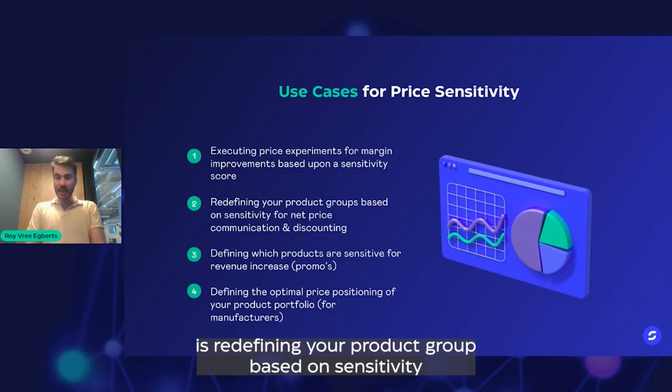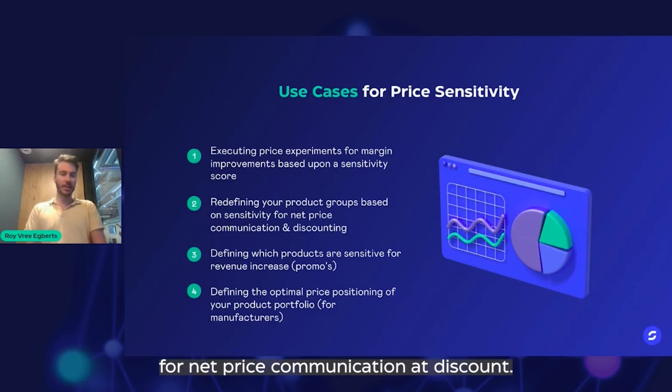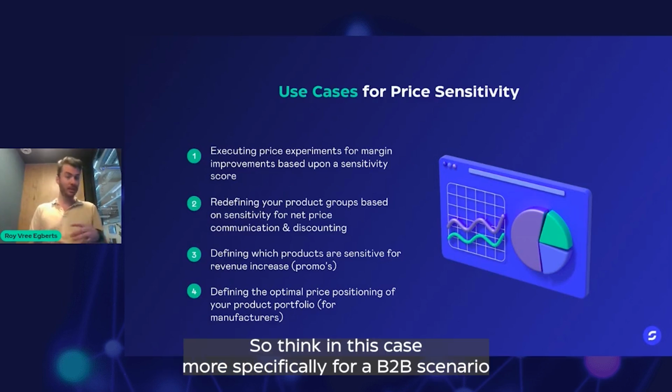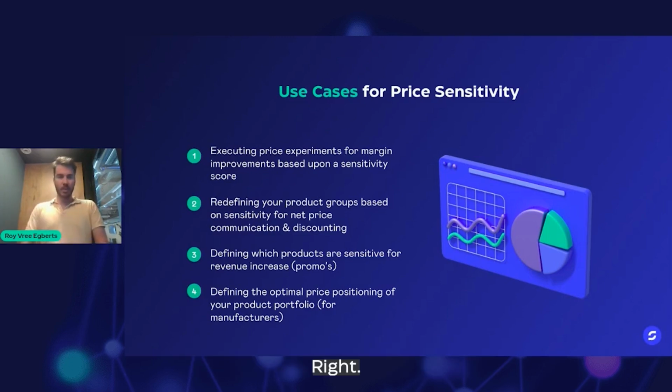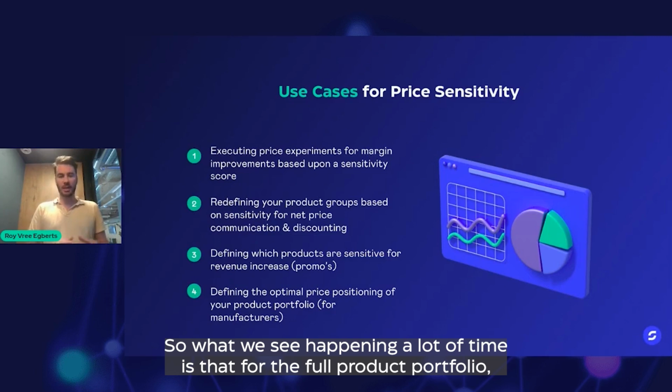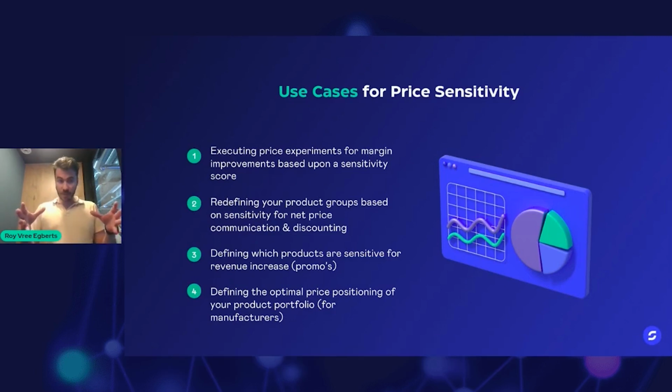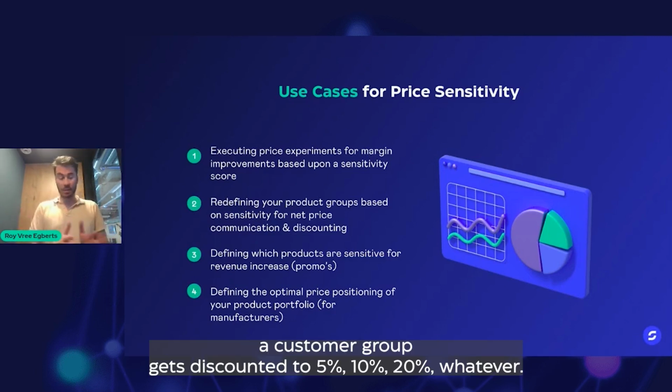Second one is redefining your product group based on sensitivity for net price communication and discount. So think in this case, more specifically for a B2B scenario, am I giving the right discount to the right consumer, right? So what we see happening a lot of the time is that for the full product portfolio, a customer group gets discounted. So 5%, 10%, 20%, whatever.